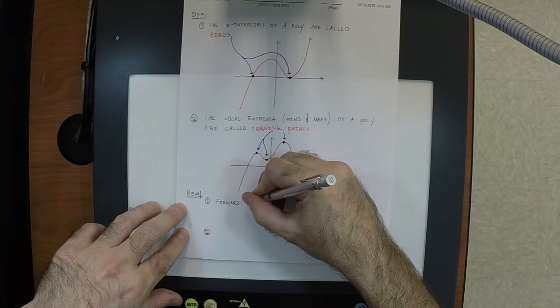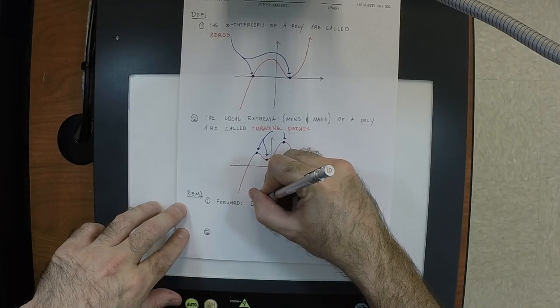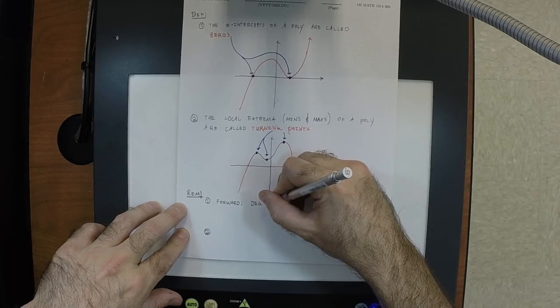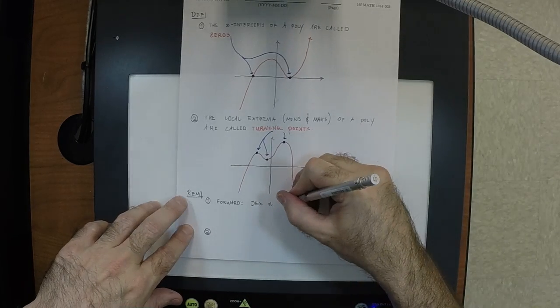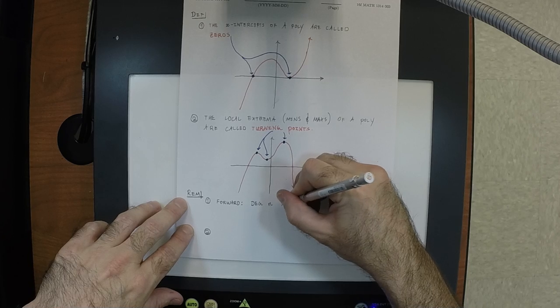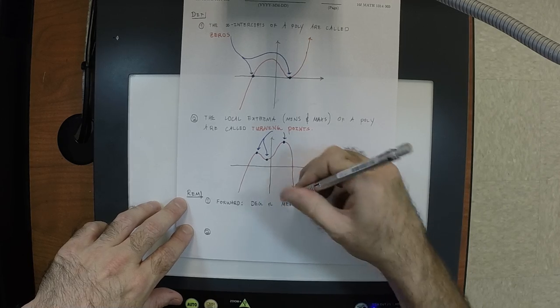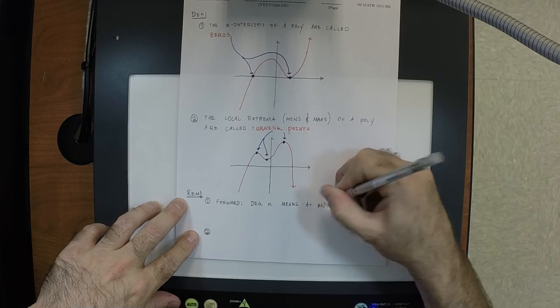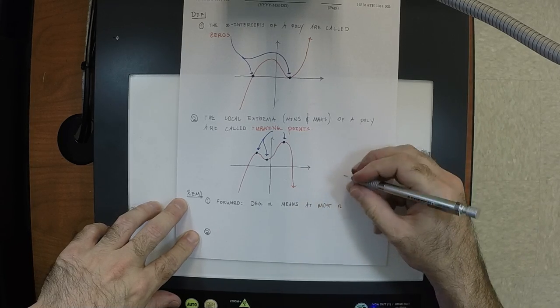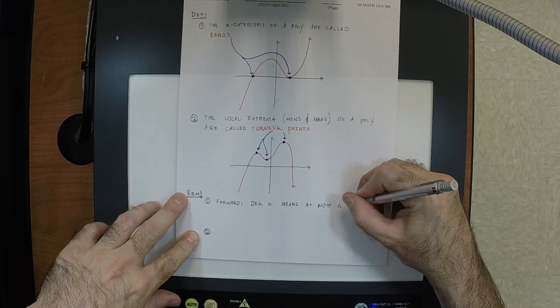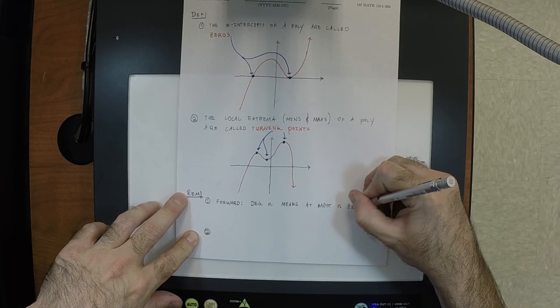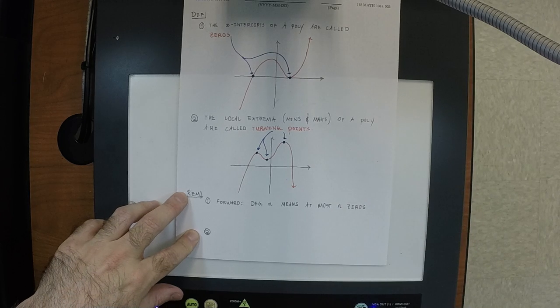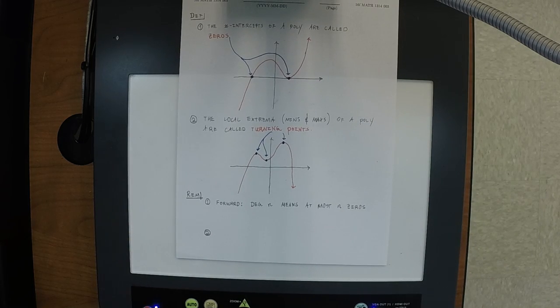Degree n means at most n zeros. So degree n means that you can have at most n zeros.